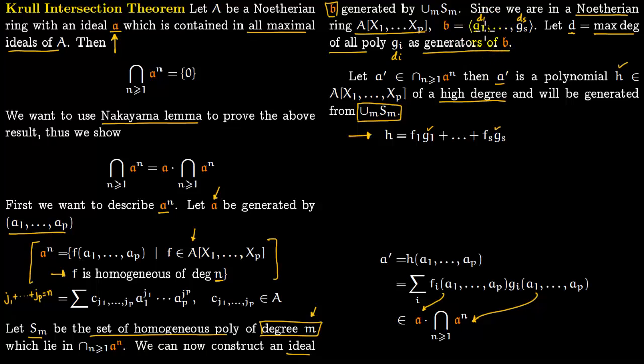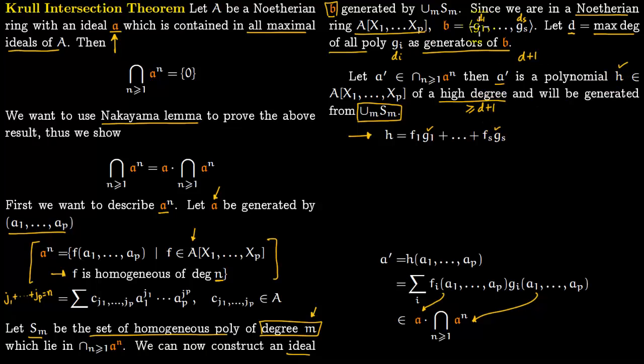So what have we done till now? We just said that all the polynomials which lie in the intersection get generated by this ideal, because we have just taken the union of all degree m polynomials here. Now if you pick an element a prime in the intersection of A_n, n greater or equal to 1, and we are saying a prime is a polynomial of some high degree, then its minimal degree has to be at least d plus 1, because the single element d is not going to be able to generate it. So this high degree has to be at least d plus 1.